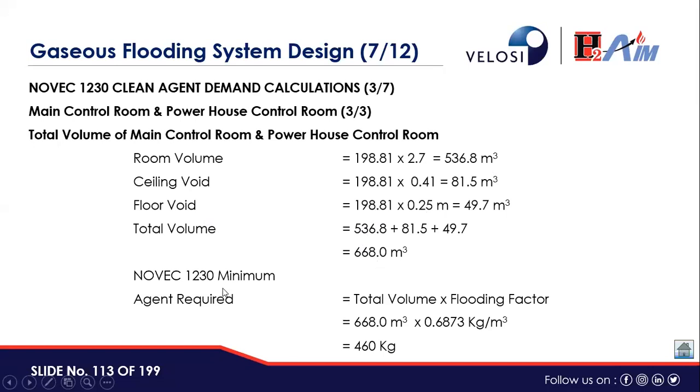So the NOVEC 1230 minimum agent required is, the formula is total volume into the flooding factor. The flooding factor is 0.6873 as per the NFPA. So multiplied by the volume, the minimum requirement of the clean agent was 460 kg.